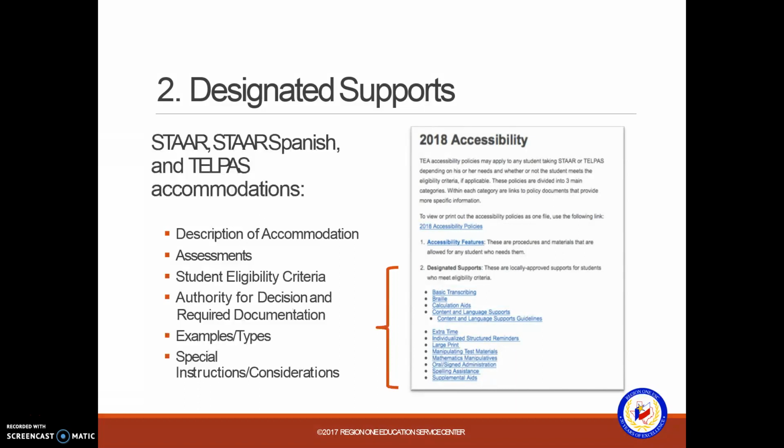You can find more information on designated supports by going to the 2018 accessibilities for STAAR, STAAR Spanish, and TELPAS. It'll give you descriptions of the accommodations, for what assessments, student eligibility criteria, authority for decisions and required documentations. It also provides examples and types and special instructions.